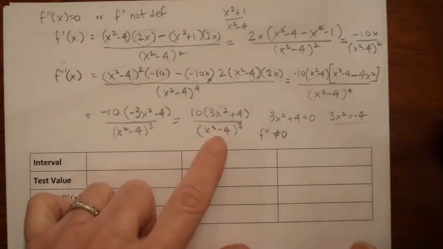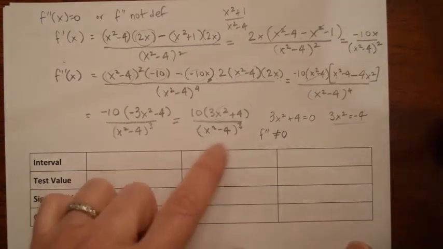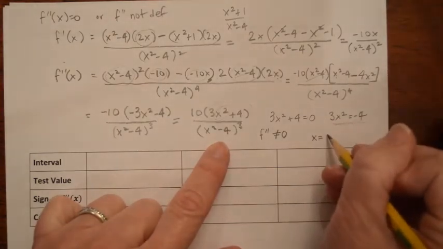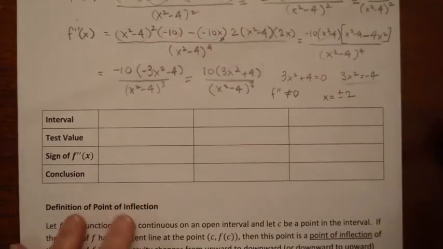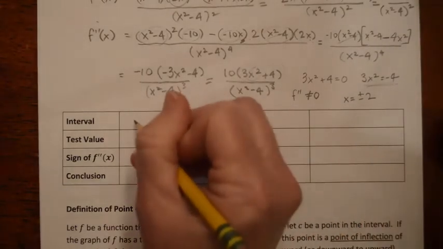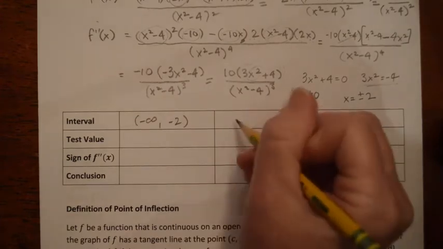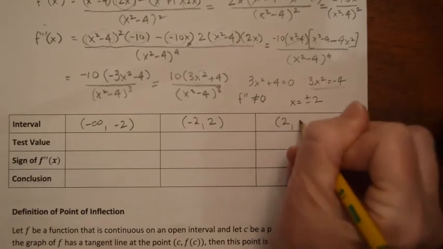And we already know about the places where the denominator is equal to 0, because those were not part of the domain. Those were the places where the function was discontinuous. So the two numbers that we're looking at are x equals positive 2 and negative 2. Those are going to be the intervals for which we set up our test values here. So we're going to go from negative infinity to negative 2, negative 2 to positive 2, and positive 2 to infinity.